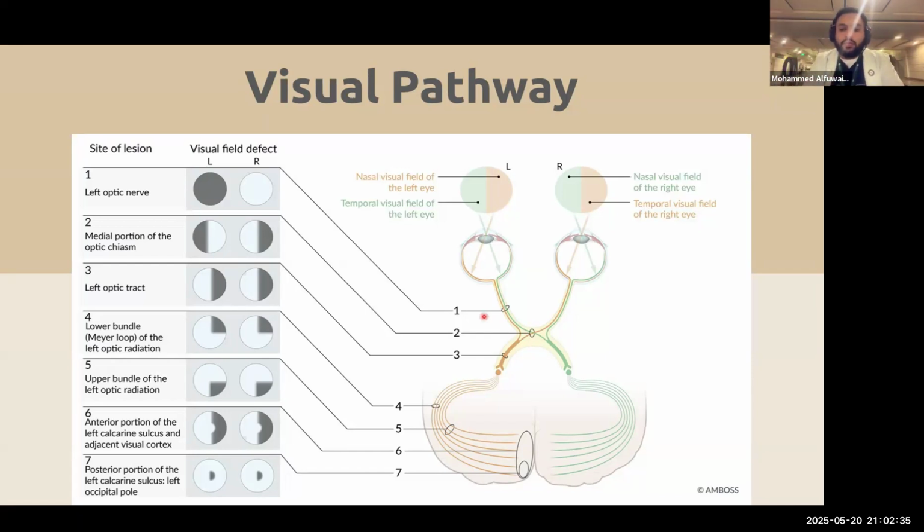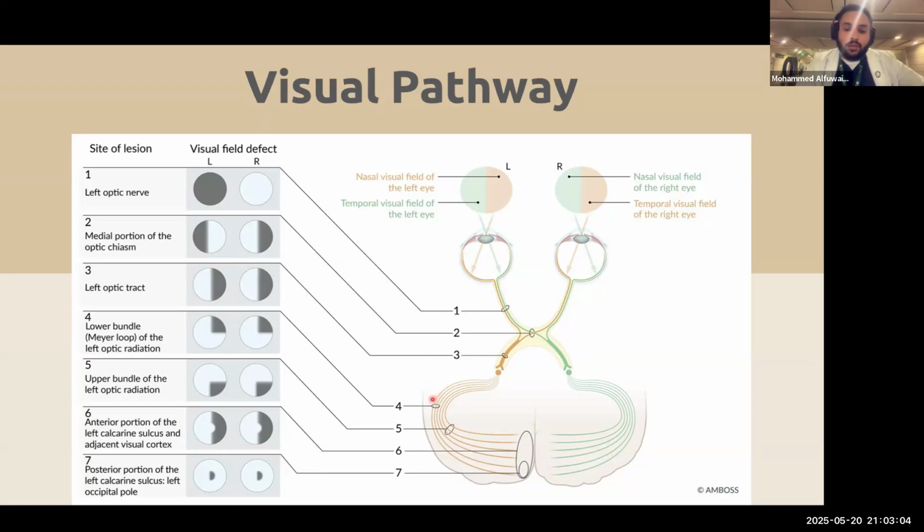What's an important cause of bitemporal hemianopia? This is what will come in the exam. Pituitary adenoma, pituitary tumor. Easy. Then we'll have the optic tract itself. If you have the optic tract defect, you'll have contralateral homonymous hemianopia. Done. This is usually due to a stroke. MCA stroke. Excellent.